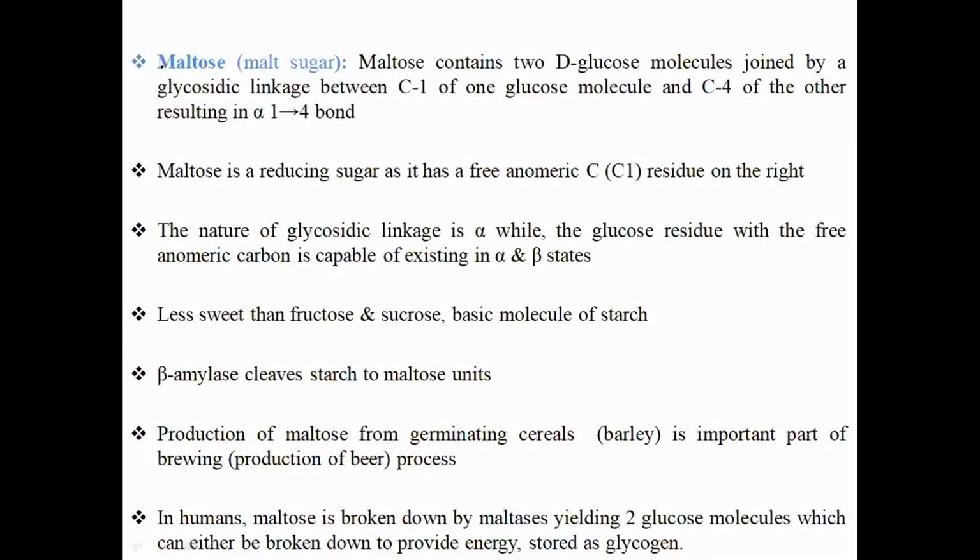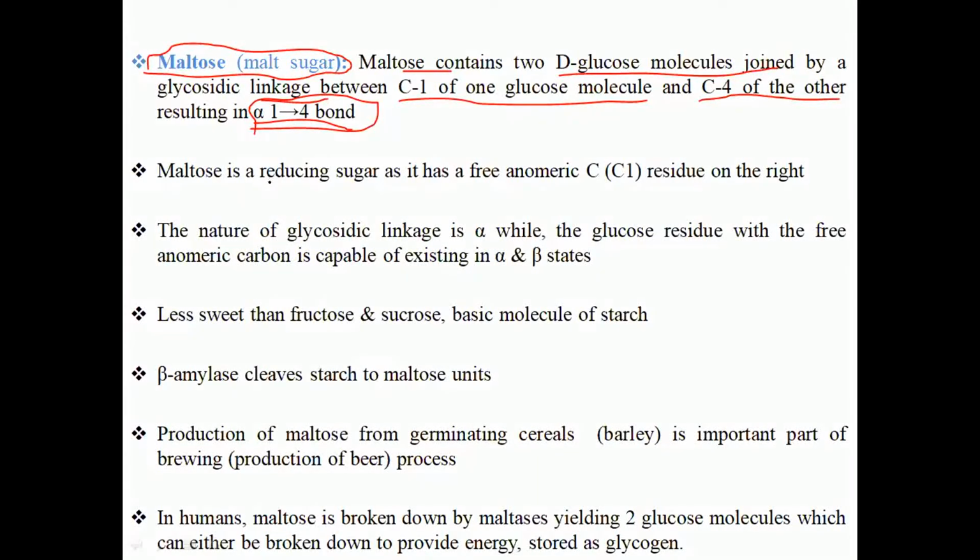The next important example of disaccharides which we will discuss is maltose. Maltose is also known as malt sugar. Maltose is a type of disaccharide which contains two D-glucose molecules joined by a glycosidic linkage between carbon 1 of one glucose molecule and carbon 4 of the other glucose molecule, and it results in an alpha 1,4 linkage or bond. So the glycosidic linkage which occurs in maltose is an alpha 1,4 linkage.